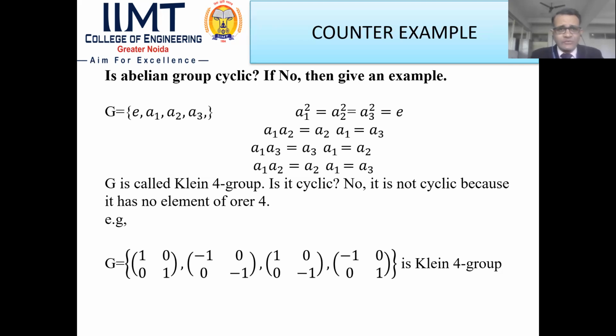Now you can say, sir, you have given an abstract structure of the Klein 4 group. Can you give some example? Yes. Let us take G, the collection of these 4 matrices, which is a Klein 4 group. Clearly you can check. Here one element is of order 1 and 3 elements are of order 2. So this is a Klein 4 group.